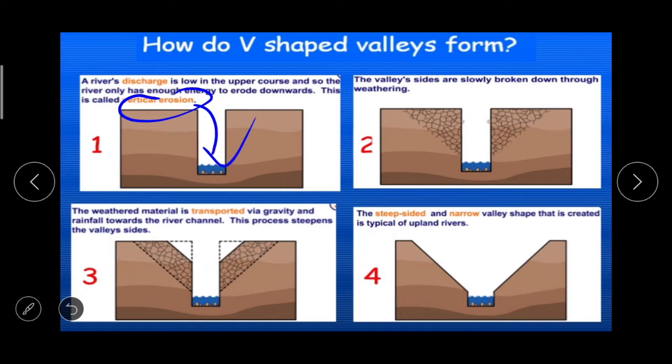Then in the second one, the valley's sides are slowly broken down through weathering. Then in the third one, the weathered material is transported via gravity and rainfall towards the river channel, and this process steepens the valley's sides. And the last one, the steep-sided and narrow valley that is created is typical of upland rivers, and this is how V-shaped valleys form.